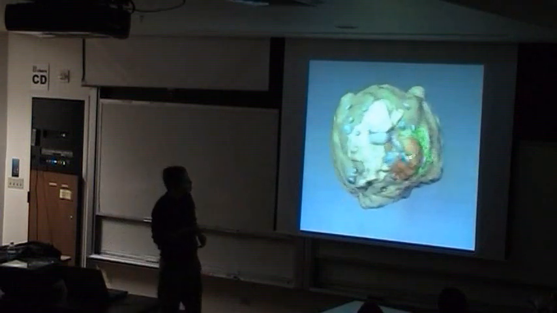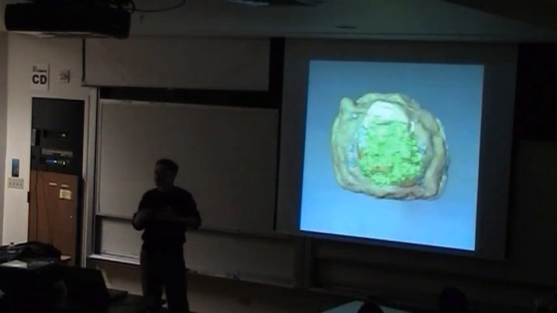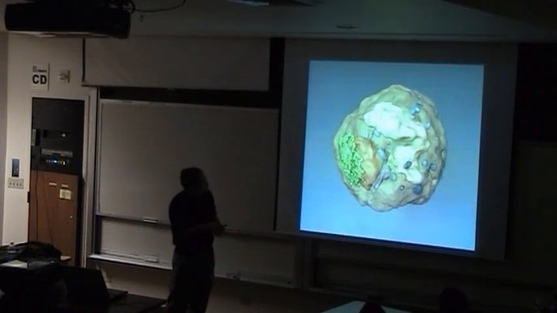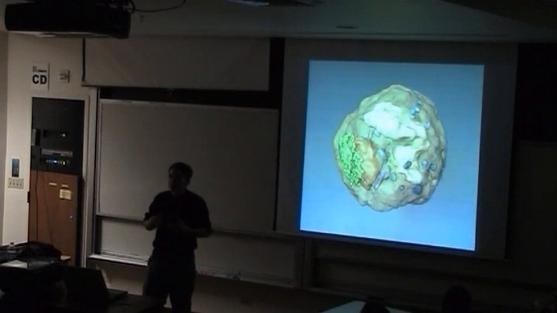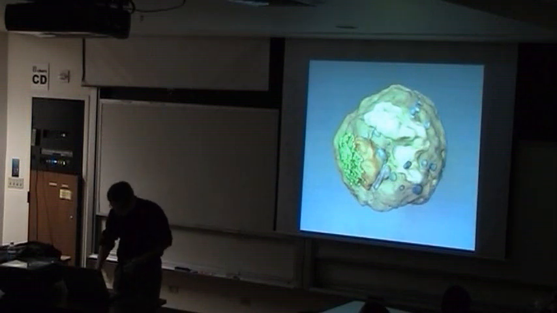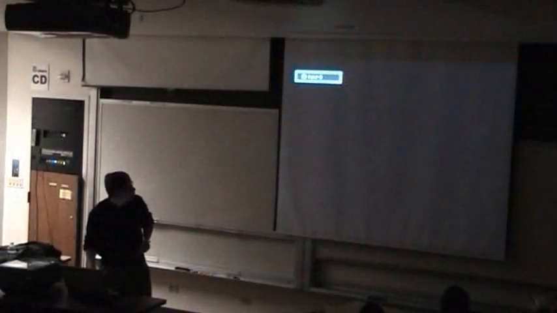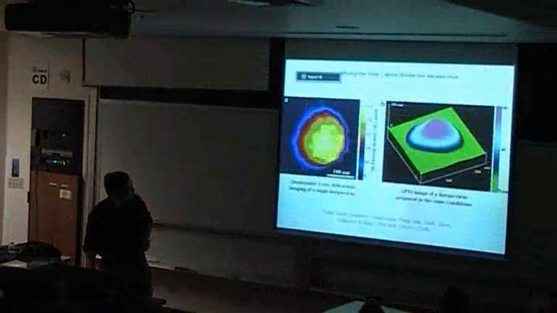And there are a lot of organelles. Of course, there are a lot of complicated structures. We cannot label them all, but you can see the mitochondria. We can see a lot of information about the internal structures of a biological sample.